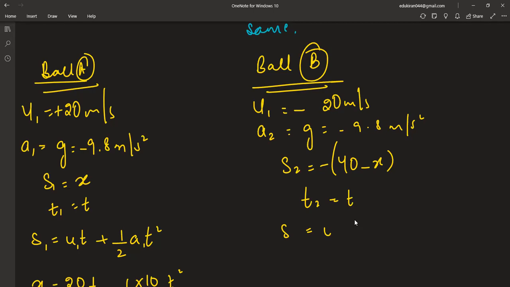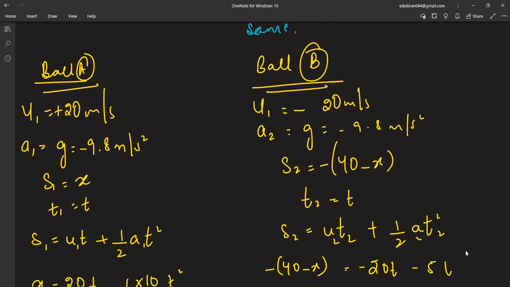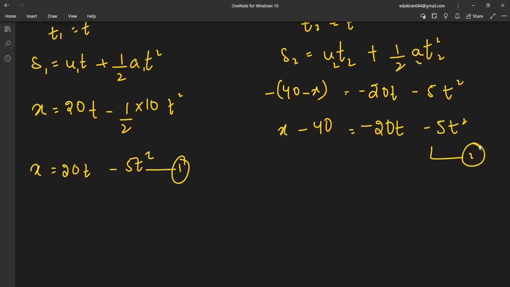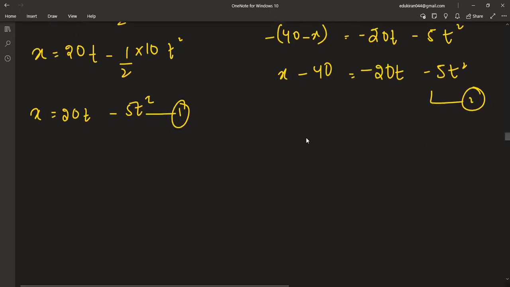Now again, you will use the equation S equal to ut plus half at square. This is 2, this is 2, this is 2. What is S2? Minus (40 minus X) is equal to minus 20t minus 5t square. Let's open up this negative sign. So this becomes minus 40 plus X equal to minus 20t minus 5t square. This is the second equation. So we have two equations. Let's solve these two equations to find out the variables.